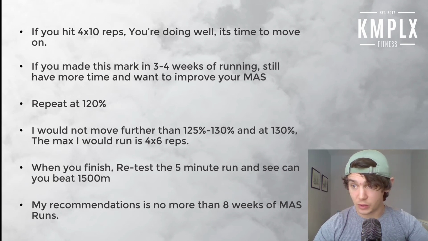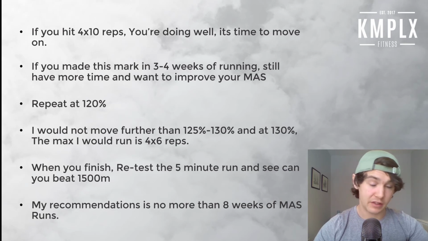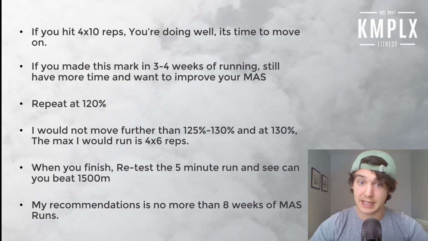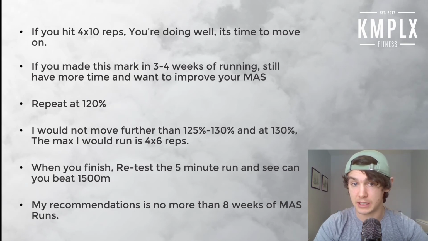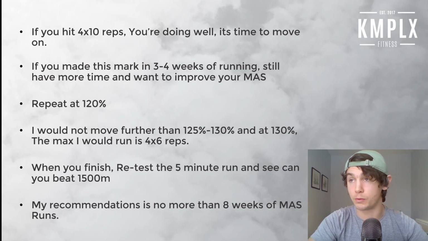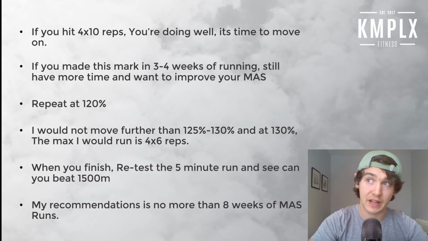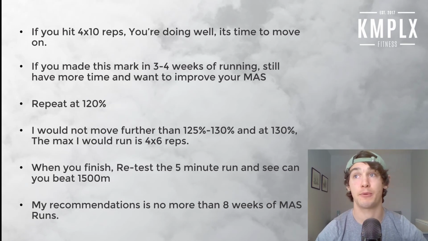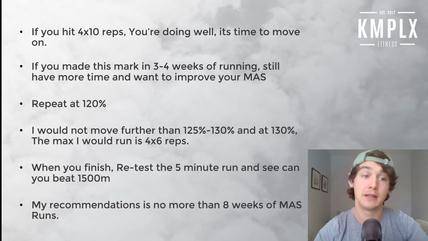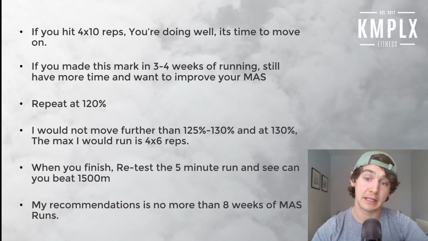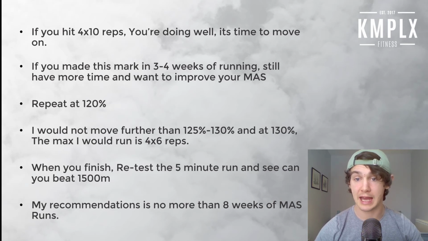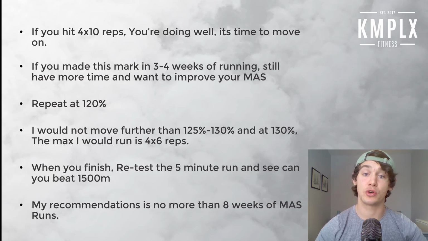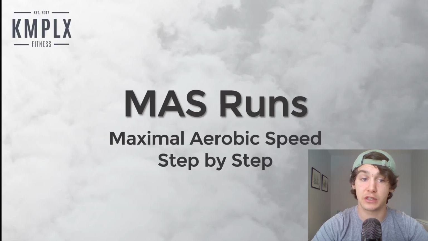When you're ready to finish and you think you've gotten everything you can out of your mass runs, that's when you retest and see, can you beat the 1500 meters that you got in 5 minutes. And my recommendation would be no more than 8 weeks of this. If you have a long preseason like we've had, it probably would be fine to go above 8 weeks. But I would be a fan of just drawing it out, doing other runs as well included, and then retesting and making sure you're getting better than that initial score of 1500 meters.